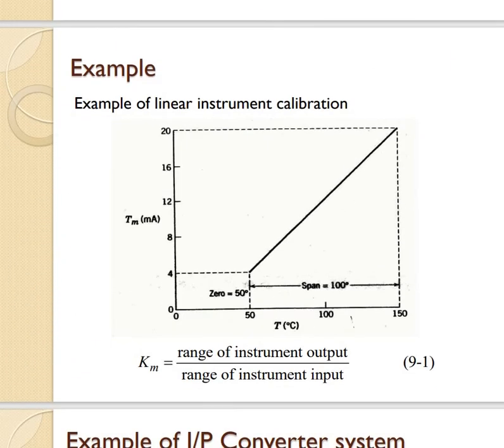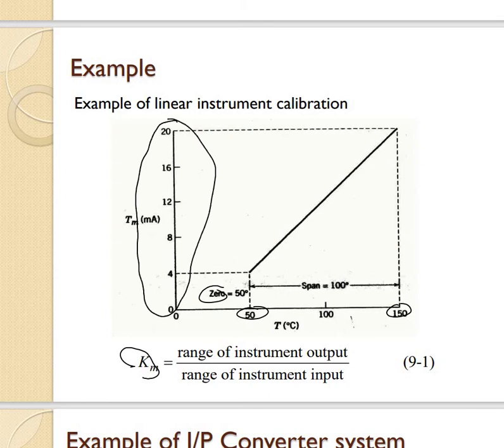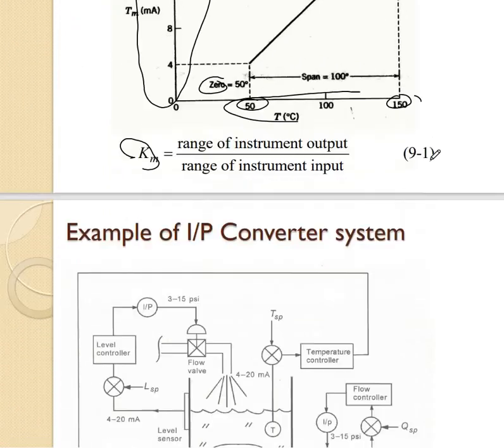So, an example of linear instrument calibration. Basically we will have 0 and also a span from 0 to maximum temperature. In order to calculate the gain, we need to divide the range of instrument output, which is our electrical value, with the range of instrument input, our temperature, and we will get the gain value.